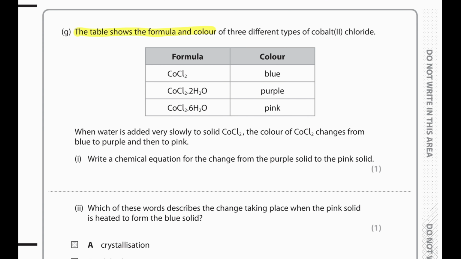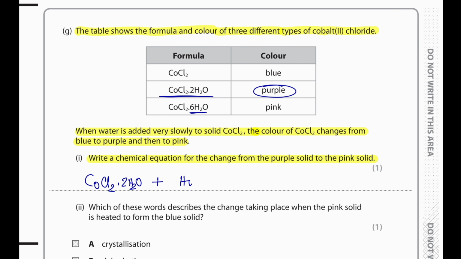The table shows the formula and the color of 3 different types of cobalt 2 chloride. When water is added very slowly to the solid CoCl2, the color changes from blue to purple and then to pink. Write a chemical equation for the change from purple solid to pink solid. So purple has this particular CoCl2.2H2O. Now from 2H2O, we must have 6H2O. So we will add water, but we will add precisely 4 water. Then we will get CoCl2.6H2O.